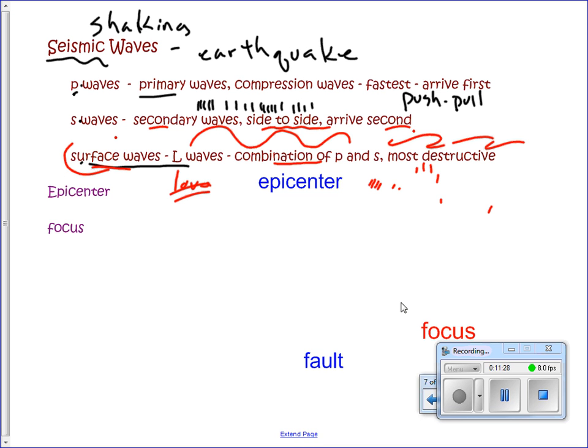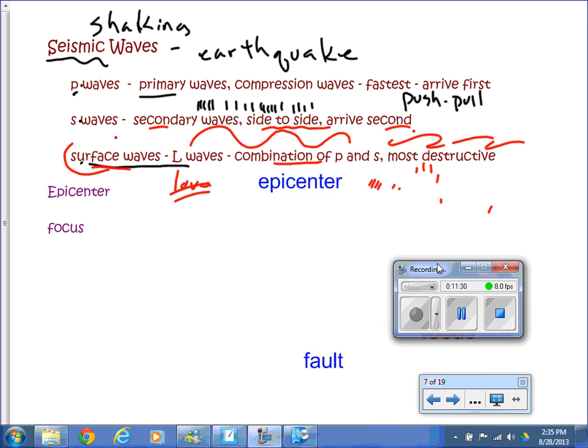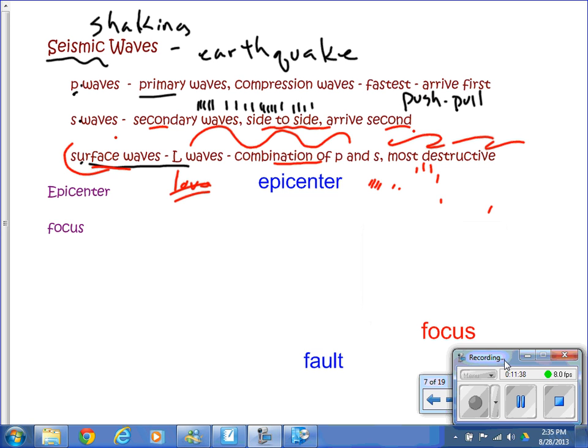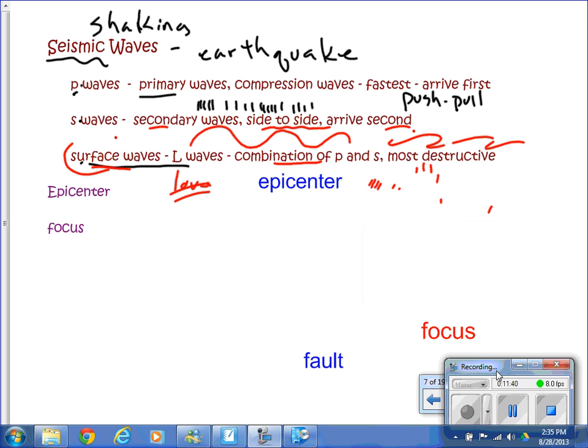And I'll take a moment right here to demonstrate to you what they look like, and then we'll talk about the epicenter. Actually, let's do the epicenter first, because then I can just give you the earthquake demonstrators. So the last two words we're going to do are epicenter and focus.